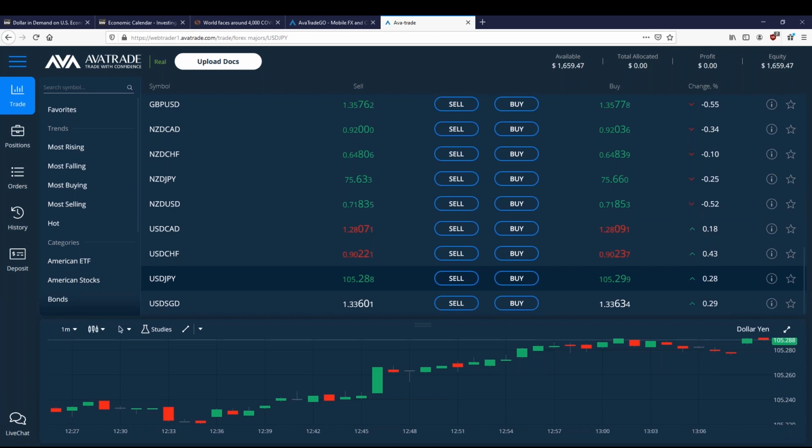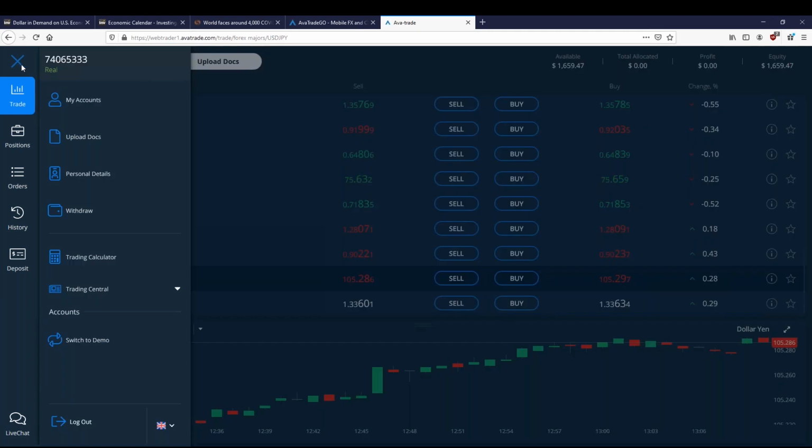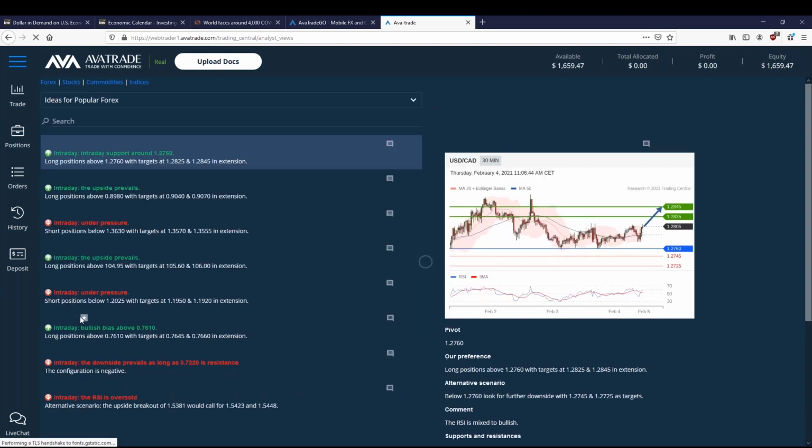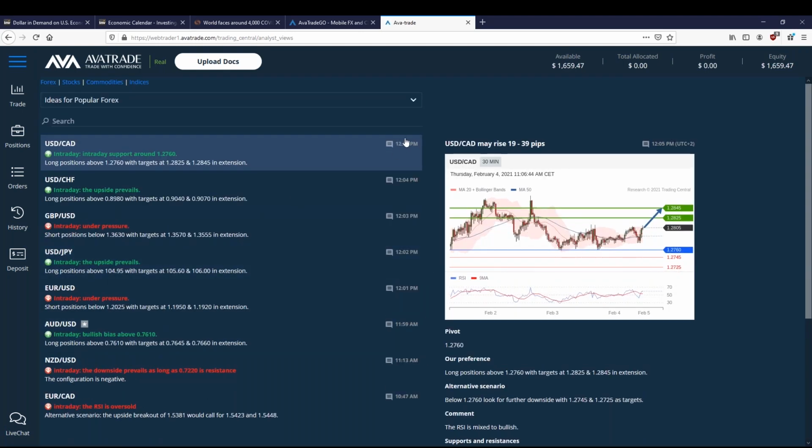So since we're talking about technical analysis, I think it's nice to know that on this platform, if you go to Trading Central, this is a premium service that's supplied for free. You've got signals like here in the analyst view. You've got the technical analysis done for you. It's time-stamped, so you know when these came in, and it breaks down the price levels, support, resistance levels.